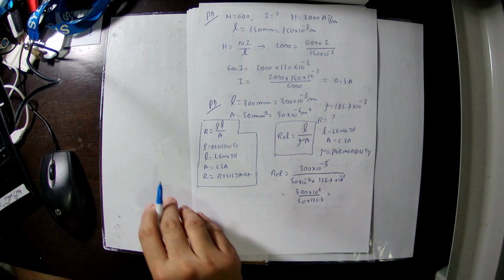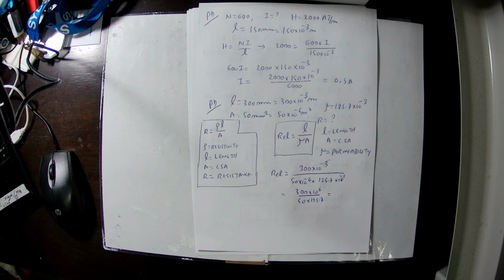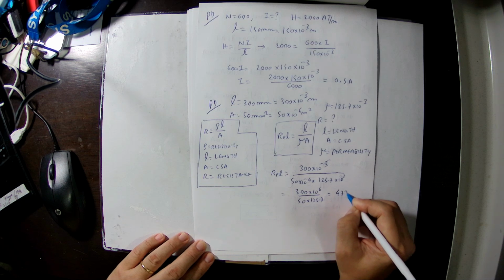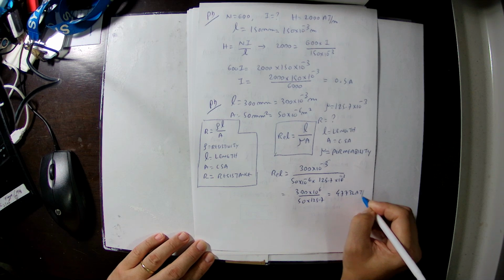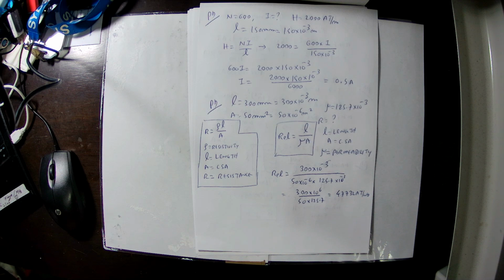So by solving this one, what we got is 47732 ampere turns per weber. So the answer is 47732 ampere turns per weber.